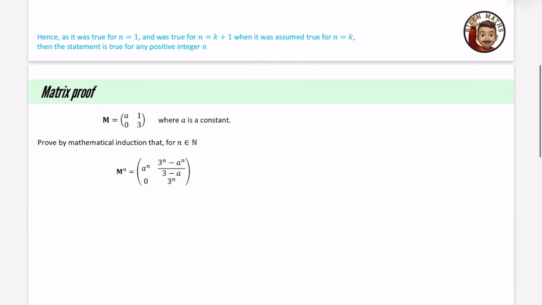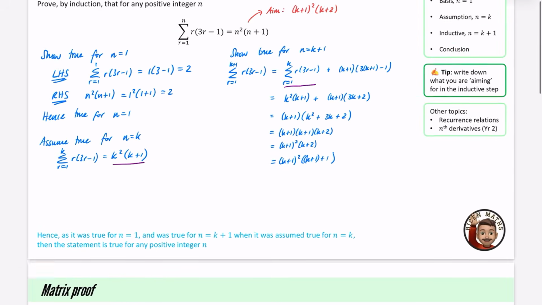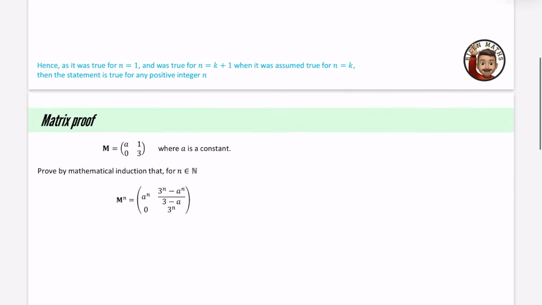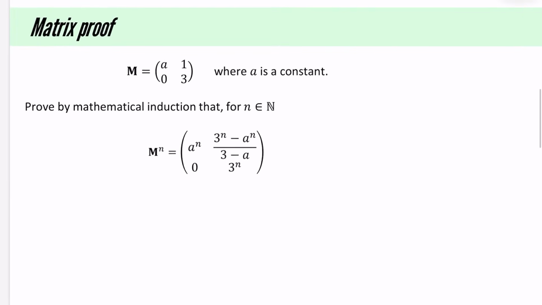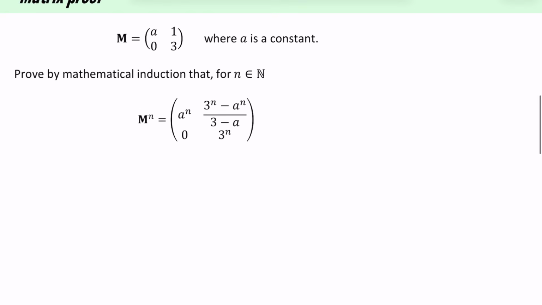So we're going to do the same thing for matrix proof, but I've got it all written here. I don't even need these steps. It's the same as before, so I've kept this page nice and clean for this. So we have a matrix M equals A, 1, 0, 3, where A is a constant, prove by mathematical induction that for n as a natural number, this means that n is a member of the natural numbers. In other words, it's just the positive integers. Sometimes people include 0, sometimes they don't. But we are going to go with this. So we're going to do M to the power of n is equal to this thing.